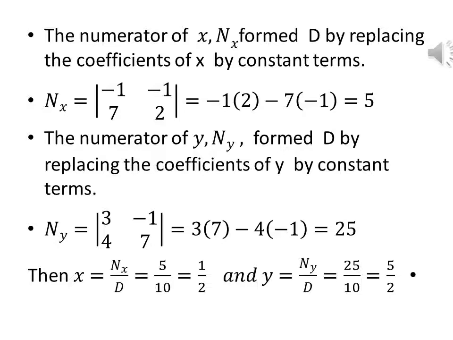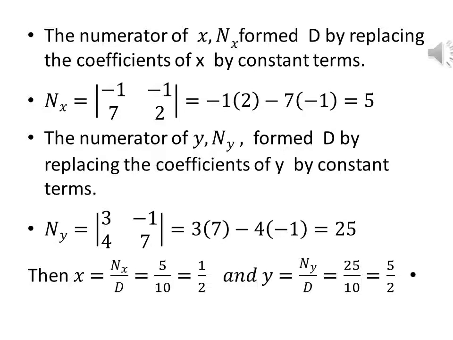Now we get y. To get y, first get Dy. How to get Dy? Omit the second column of D and put in the right-hand side. So Dy is 3, -1, 4, 7. Get the value of Dy. The value of Dy is equal to 3 times 7 minus -1 times 4, which is equal to 25.